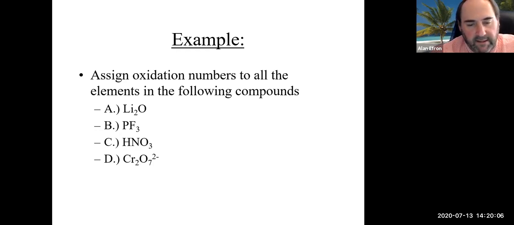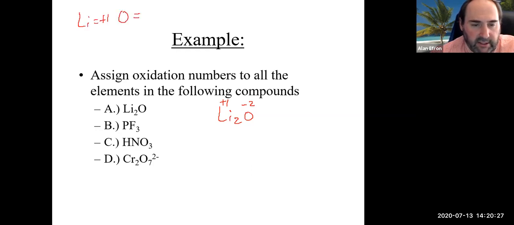Okay, so let's take a look and see. So we'll start with the lithium oxide. A good place to start is oxygen, which is going to be -2 in this case. And lithium is group 1, so it will be +1 like normal. So Li would be +1, and oxygen here would be -2 for the first one.